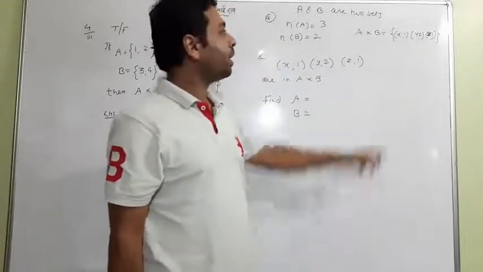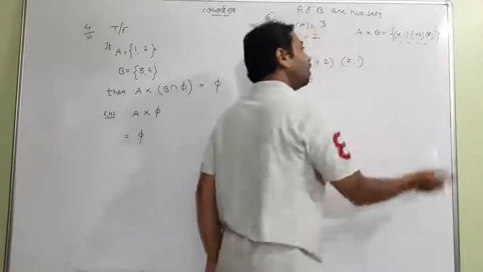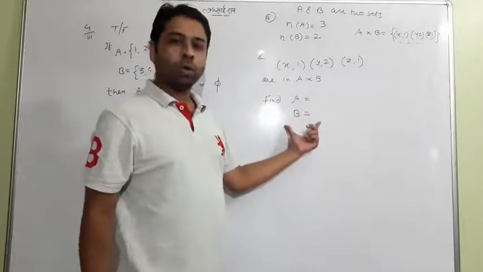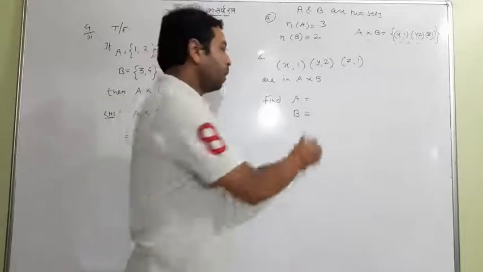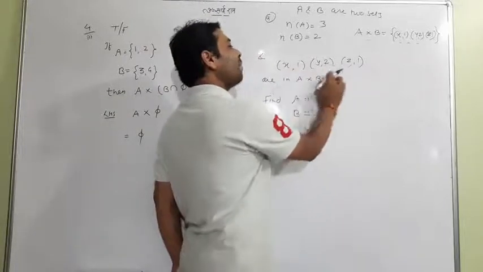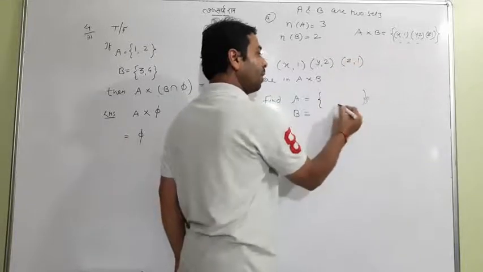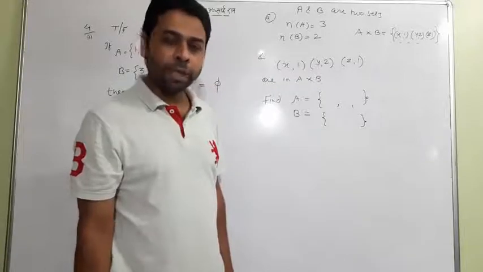But we know that A cross B has 6 elements, and only 3 elements are given. No matter. We are told to find what set A is and what set B is. Don't be afraid about this. Even though we have been given just 3 elements of A cross B, we can find A and B individually, and that is so simple to identify.